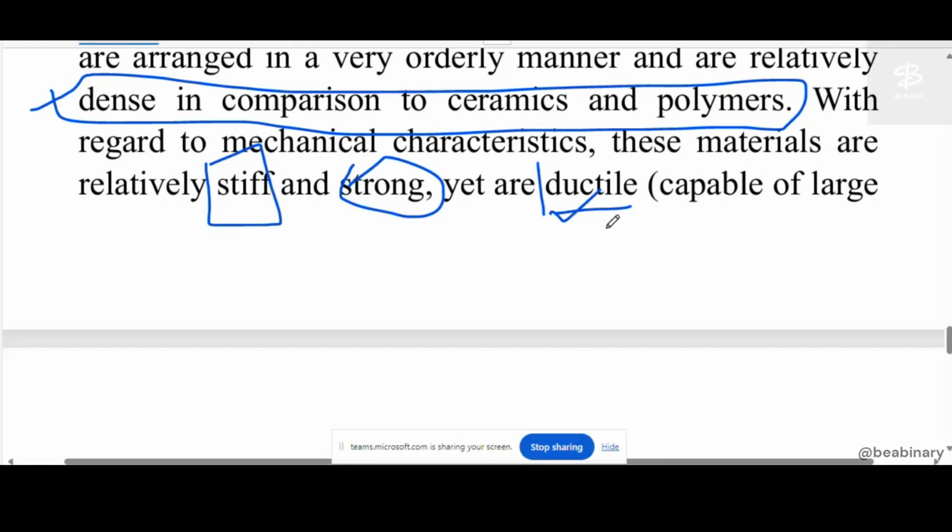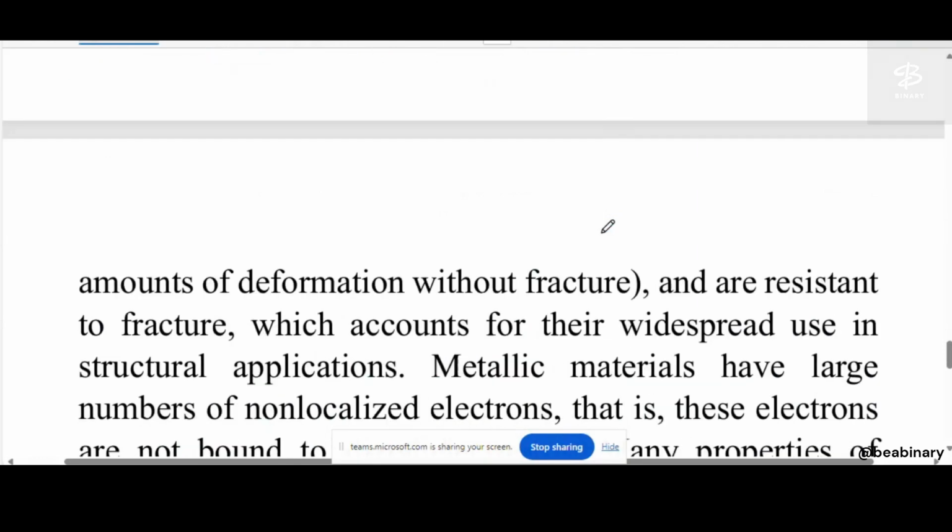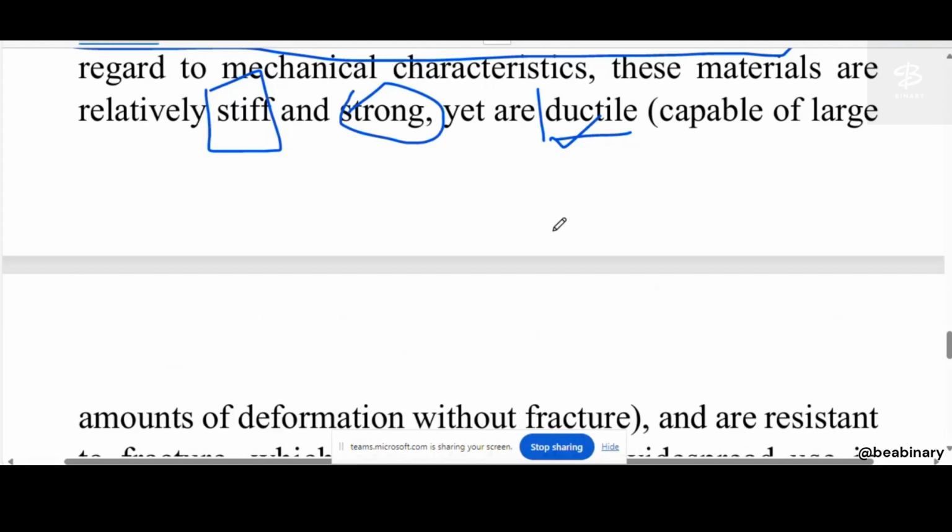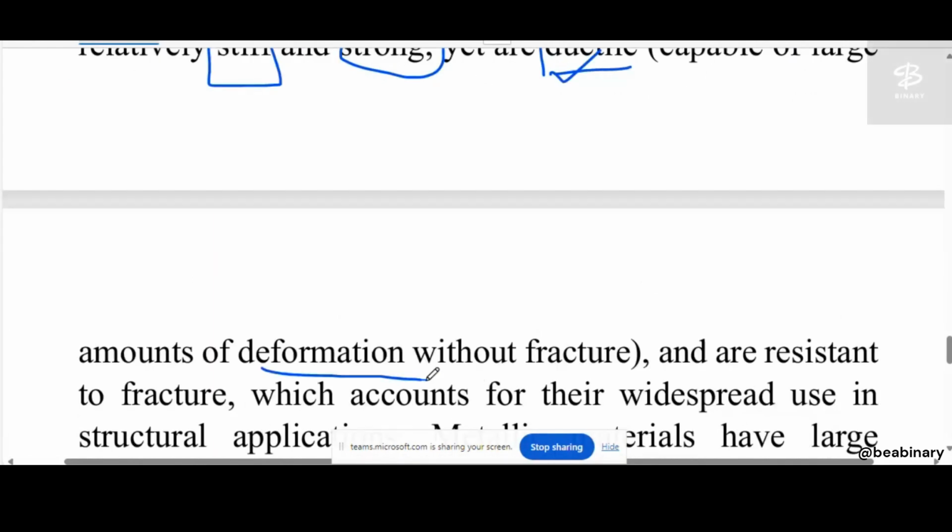So metals are generally ductile. What does ductile mean? They are capable of a large amount of deformation without fracture. If you stretch them, they will deform, but they will not fracture. Fracture is when the material has failed. Sometimes, once the deformation starts, we consider in material science or engineering that the material has failed.